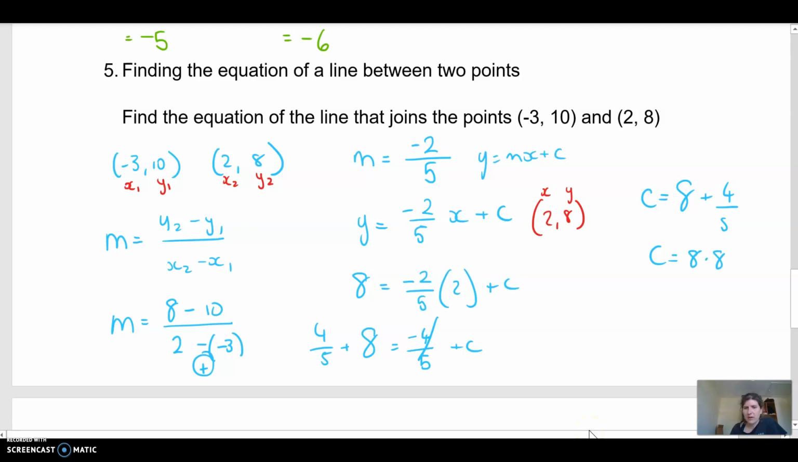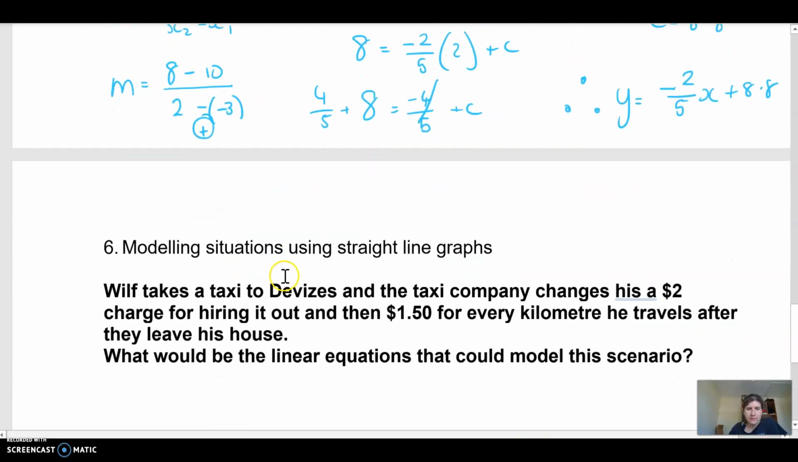Okay, lovely. So now the last thing is you then need to write the equation of your line. So y equals -2/5 x. Now the y and the x go back in, and all you should be left with is the m and the c in the equation. So y = -2/5 x + 8.8.